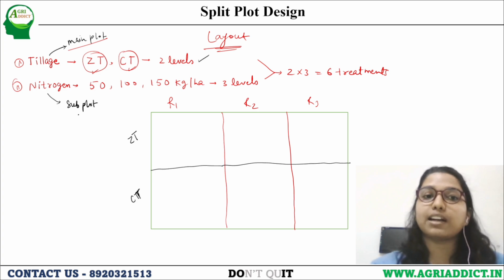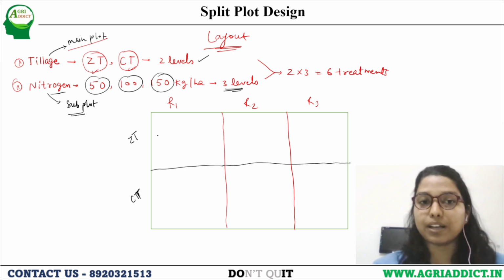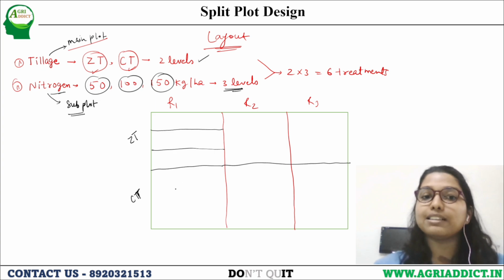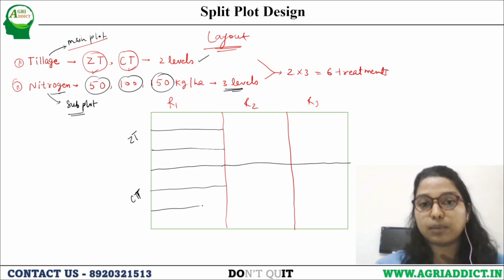Now comes the second factor, that is the subplot factor, which is nitrogen dose. There are 3 levels for nitrogen: 50 kg, 100 kg and 150 kg. Now we have to divide this main plot into 3 equal parts because we have to allot 3 levels of nitrogen. So the zero tillage main plot we have divided. Similarly, for conventional tillage also we have to make 3 plots.